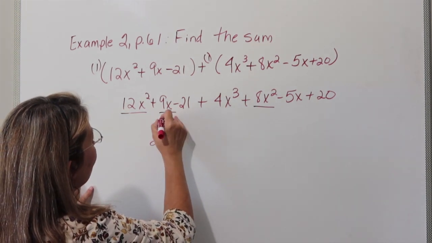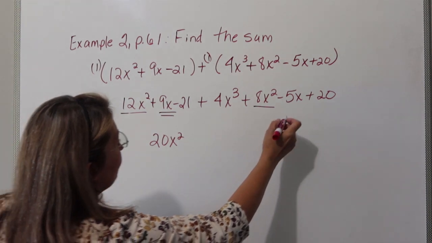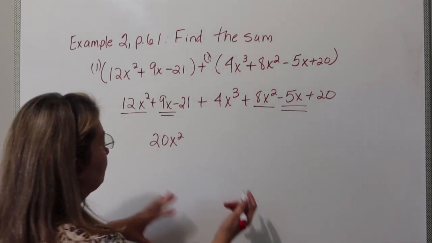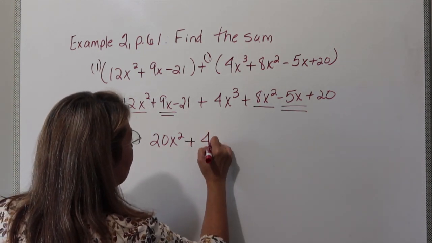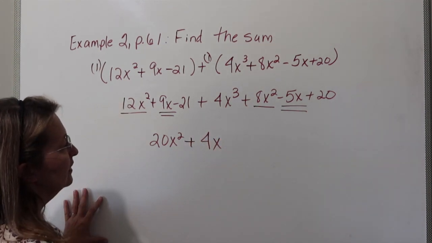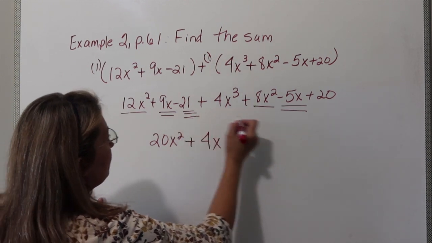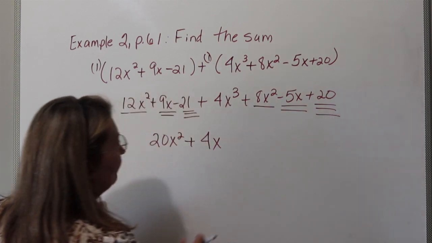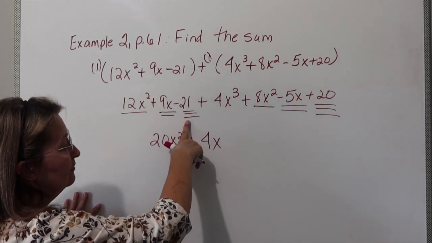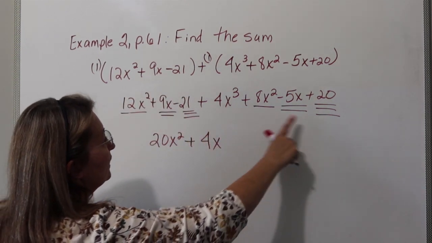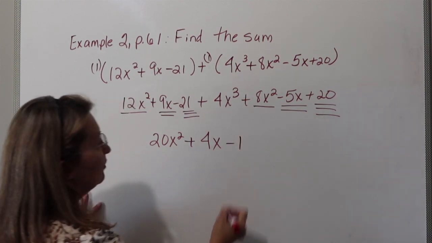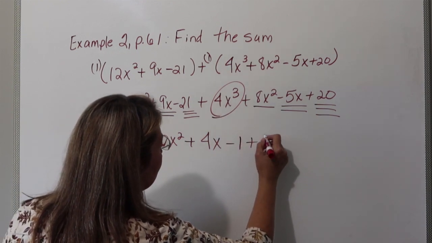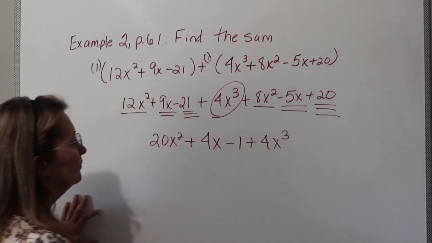Now let's go to 9x. What else matches 9x? Well, I've got a minus 5x down here. So what's 9x minus 5x? That's a positive 4x. Okay, the next thing is a constant term, 21. And then I have a 20 down there. Now this is negative. So when you add negative 21 to positive 20, you get minus 1. And what do I have left over? Well, I've got that positive 4x to the third.